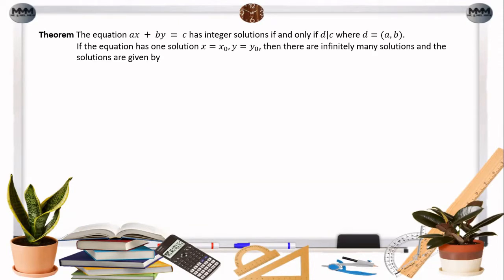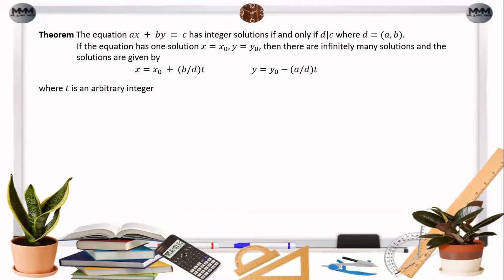If the equation has a solution, say x equals x sub 0 and y equals y sub 0, then we can say that there are infinitely many solutions, and the solutions are given by x equals x sub 0 plus the product of b over d and t. And for y, it is equal to y sub 0 minus the product of a over d and t, where t is an arbitrary integer.